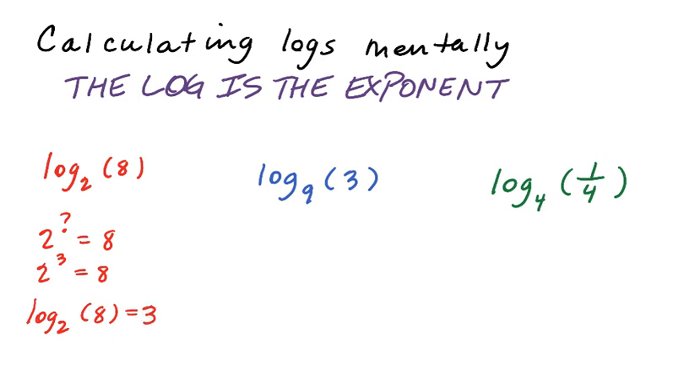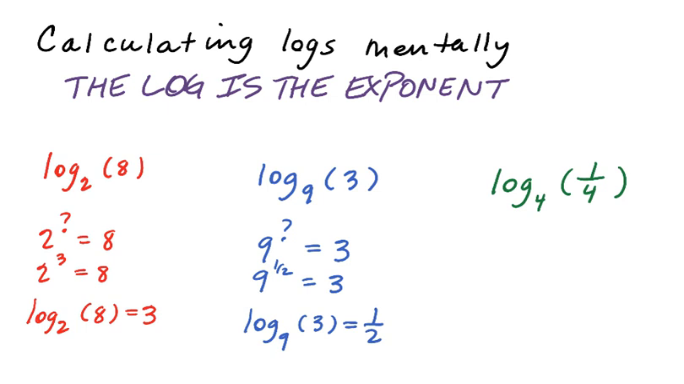3. Over here, you think to yourself, what special exponent do I put on 9 to get 3? Well, 3 is the square root of 9, so you have to think back to the last unit. What exponent is equivalent to the square root? The 1/2 exponent. So 9 to the 1/2 is equal to 3, meaning that the log with base 9 and argument 3 is equal to 1/2.